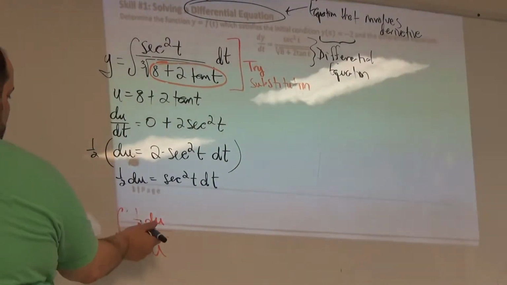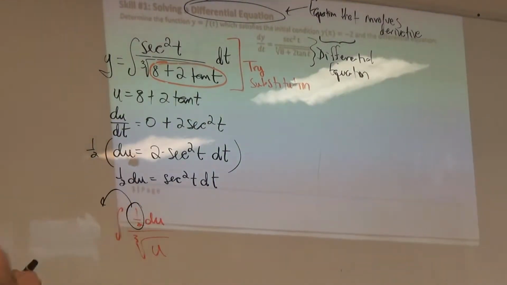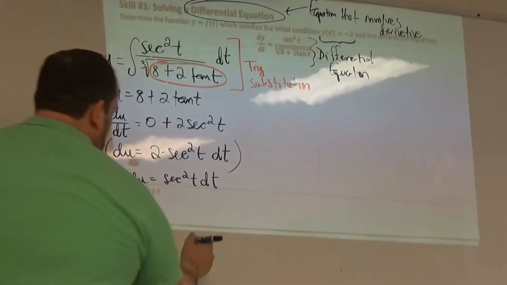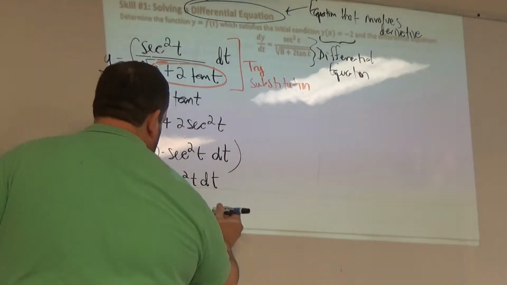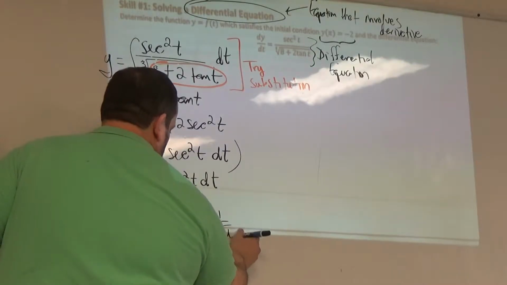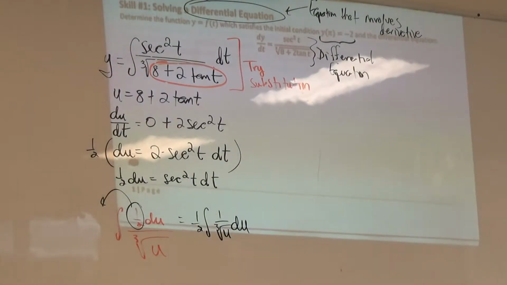All right, so I heard Mariah say take that 1/2 out. Mariah, why can you do that? Okay, I can take that 1/2 out, it's a constant, so now I've got 1/2, the integral of 1 over the cube root of u du.